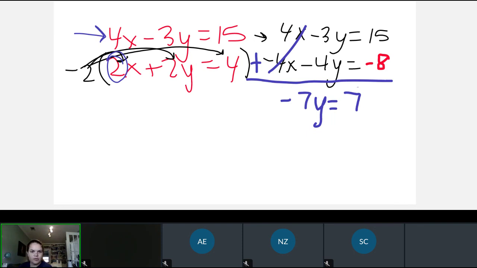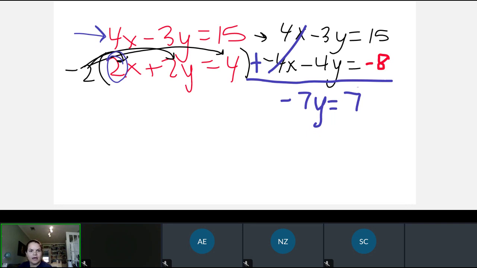And then it looks like for question 5, it's going to be more of the same thing. And then you can obviously solve for y and then plug it back in.